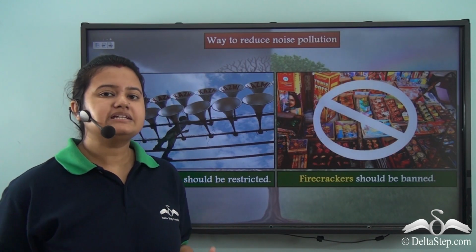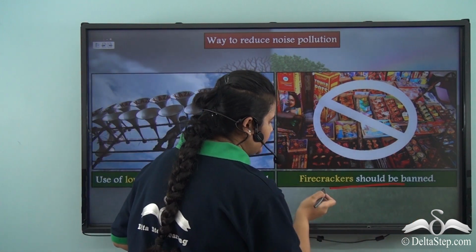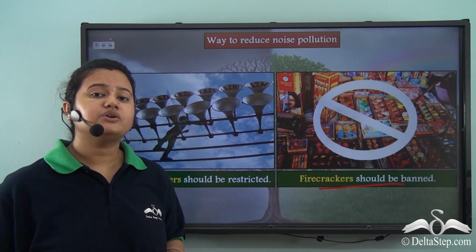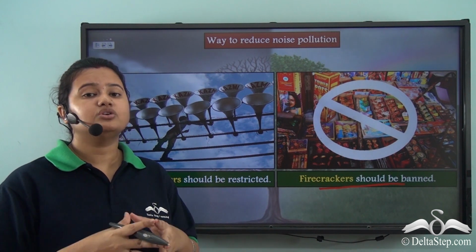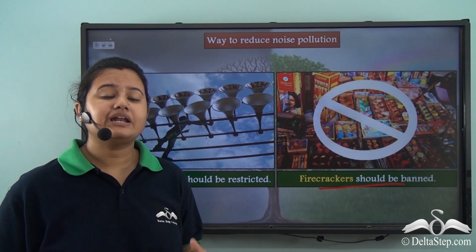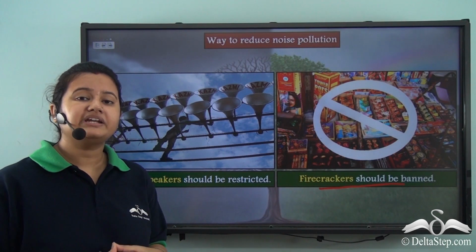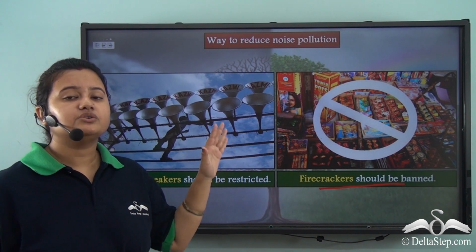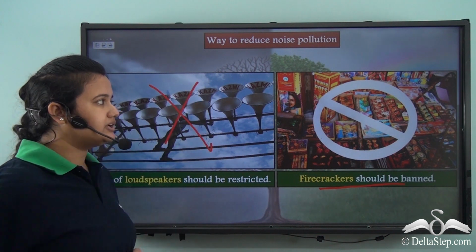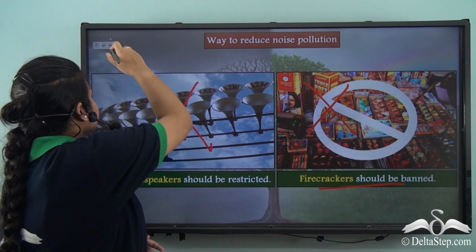Again, by implementing certain laws, they can strictly ban burning of firecrackers. Now, these firecrackers, as I have mentioned previously, produce loud noise and they also lead to air pollution. So, bursting of firecrackers should be strictly banned by the government. So, apart from individuals, even government can take the initiative to reduce noise pollution. For instance, they should restrict the use of loudspeakers and they should ban the use of firecrackers.